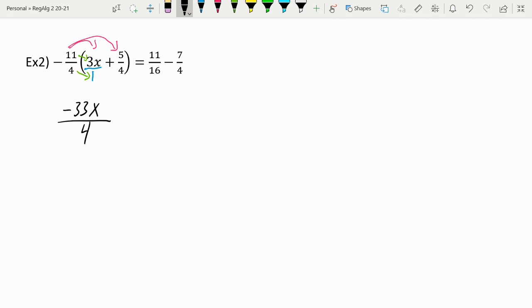All right, same thing here. I'm going to multiply negative 11 times 5. I'm running out of different colors here. So I'm going to end up with negative 55, and then 4 times 4, which is going to give me 16. So I multiply straight across. Equals. The right side is pretty set already.